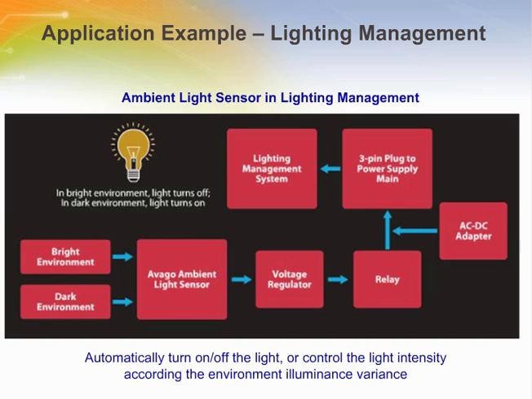Here is another example for lighting management. The light automatically turns off in a bright environment and on in a dark environment. The ambient light sensor also controls the light intensity according to the environmental illumination variance.